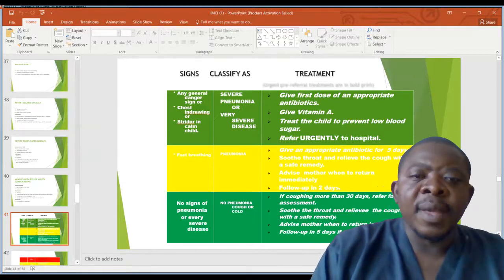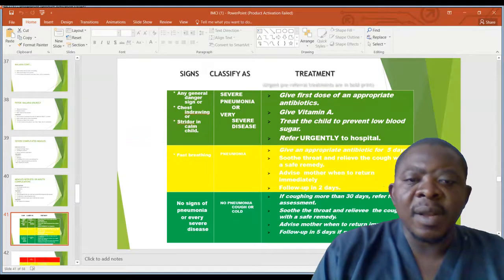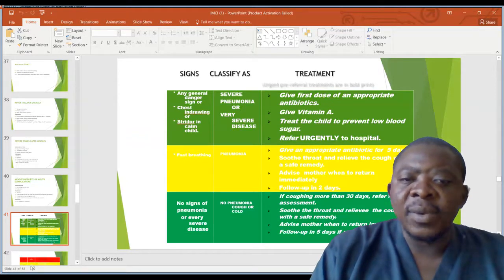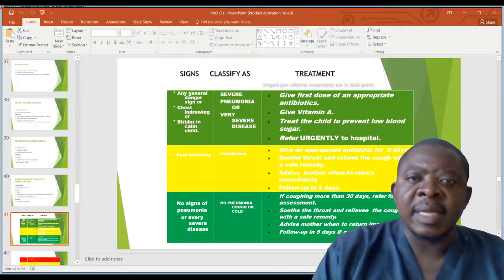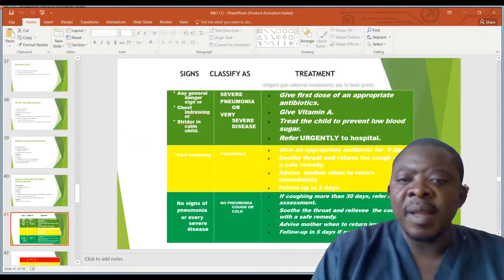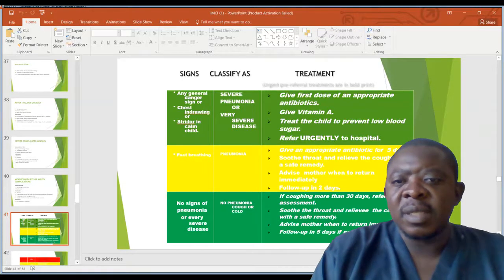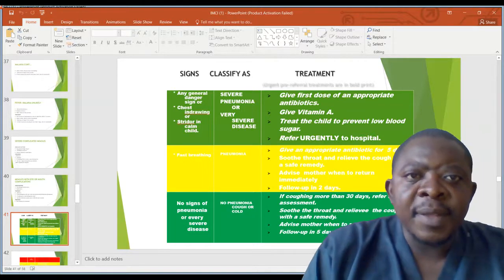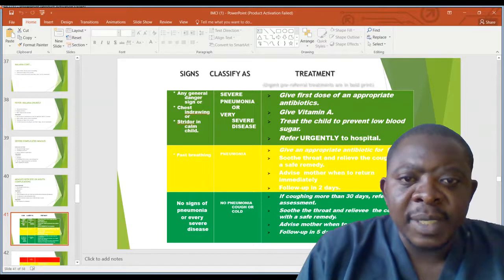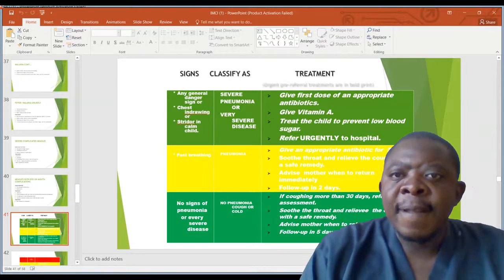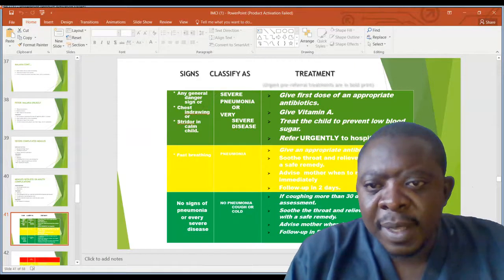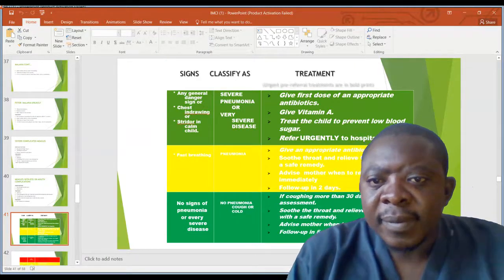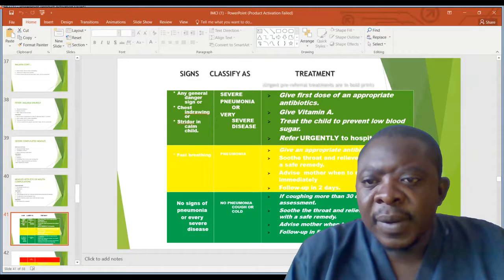So we can have for pneumonia, no signs of pneumonia or severe disease. So here, that is under signs. Then they classify as no pneumonia, that is cough or cold. Then on treatment, if coughing more than 30 days, refer for assessment, soothe the throat, and relieve the cough with a safe remedy. Okay, then if on the signs the child is having fast breathing, then the classification will be pneumonia. And then the appropriate treatment will be given: an appropriate antibiotic, soothe the throat, and advise when to return immediately.